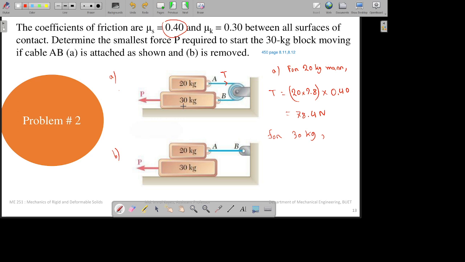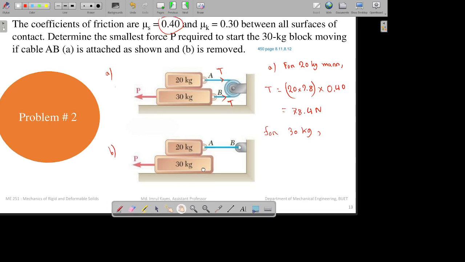So for the 30 kg block, the tension force will act outwards to the object. Yeah, right. So the tension force for 30 kg will be in that direction. The direction will change for the 30 kg block because that is the nature of tension force. We know that, right? So that is the direction of tension force. Now you know the value of tension force.